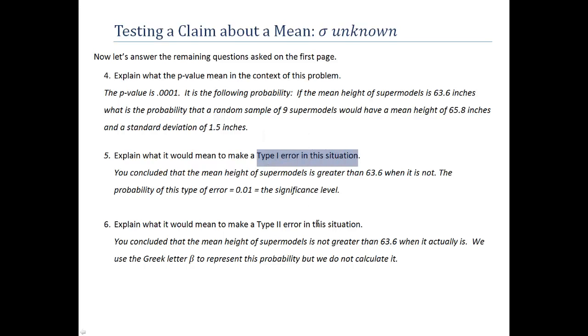What's a type 1 error in this situation? Well, a type 1 error, we would conclude that the mean height of supermodels was greater than 63.6, when really it wasn't. The probability of this type of error is just 0.001, or my significance level. The probability of a type 1 error is always equal to alpha. Now, what would be a type 2 error in this situation? Well, a type 2 error, you conclude the mean height of supermodels is not greater than 63.6, when actually it is. We use the Greek letter beta to represent this probability, but we don't calculate it in this class.